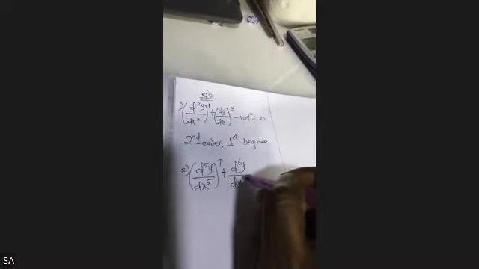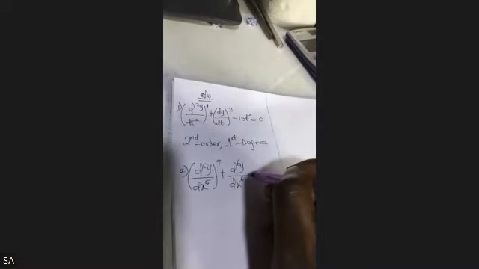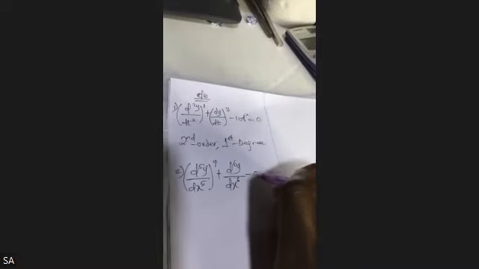Let me give you another one. What about this? d5y over dx5 raised to power 9 plus d6y over dx6 raised to power 6 minus 5t squared equals 0. Who can tell me the order and the degree?